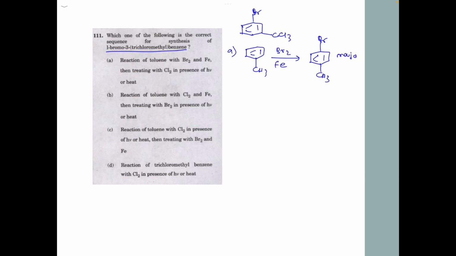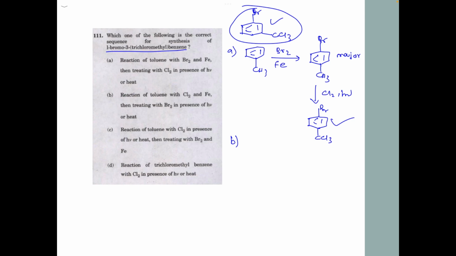If we treat this molecule with chlorine in presence of light, we will have this one as the product, but the asked product is meta-bromo-trichloromethylbenzene. So for the synthesis of this compound, option A is not correct. Next we will see B.